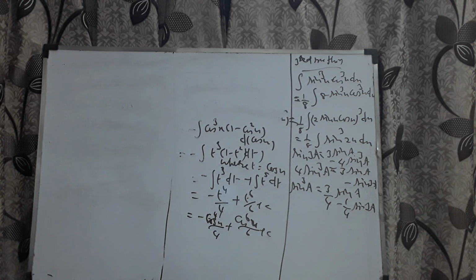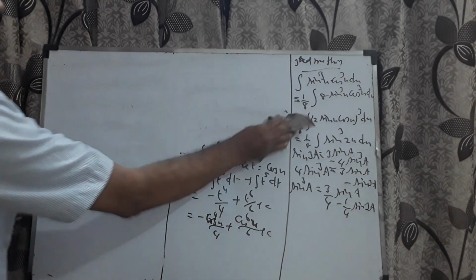I can write sin cube 2x as sin square 2x times sin 2x, and multiply and divide by minus 2 again there. Then minus 2 sin 2x can be written as d of cos 2x, and that sin square 2x can be written as 1 minus cos square 2x. Now use t is equal to cos 2x and proceed. Here again I am getting another method.